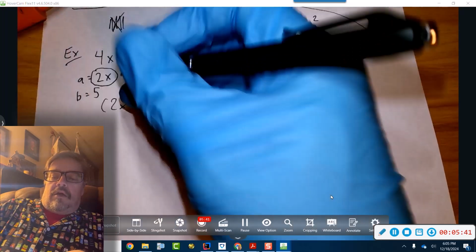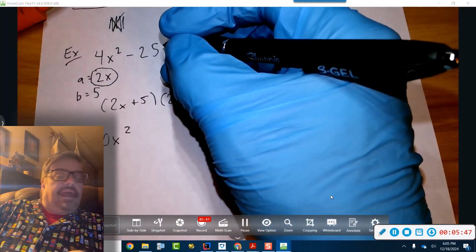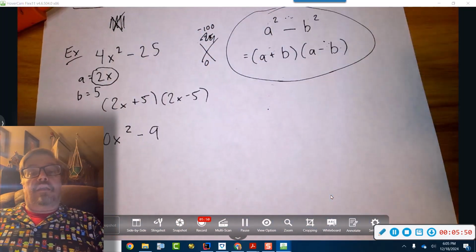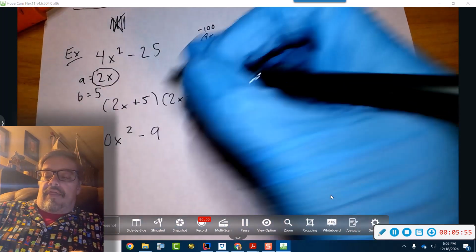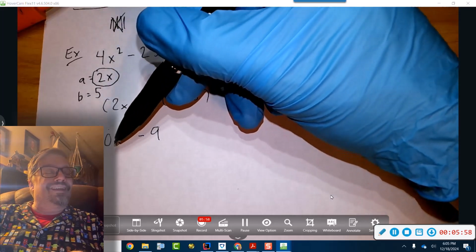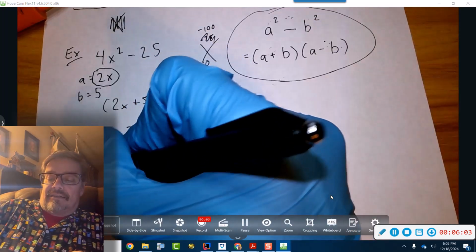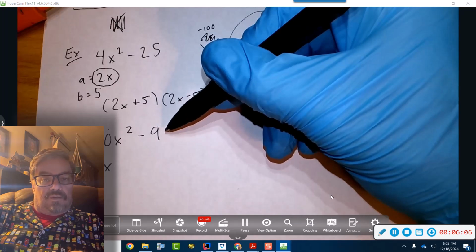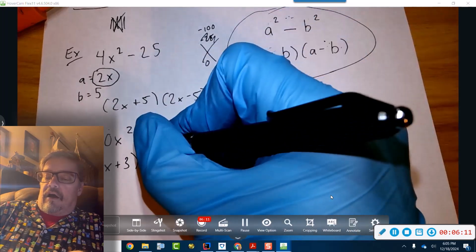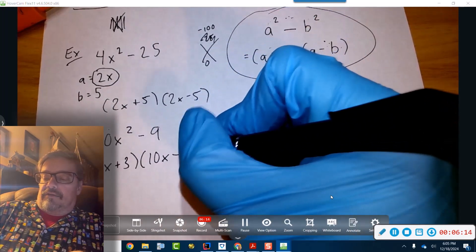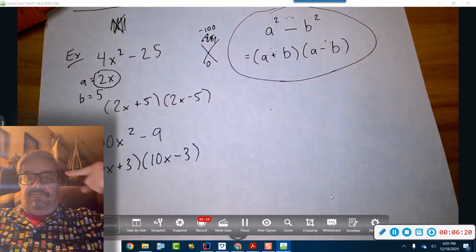Watch. You've got 100x squared, a perfect square, and we've got minus 9. Now, just quickly ask yourself, what's being squared here? We know that the square root of 100 is 10, and x squared, well, that's just going to be x. So we've got 10x. And 9 is a perfect square as well, so we should have plus 3. And then the other will be 10x minus 3. And that's it. You are just recognizing the pattern and spitting out that pattern.